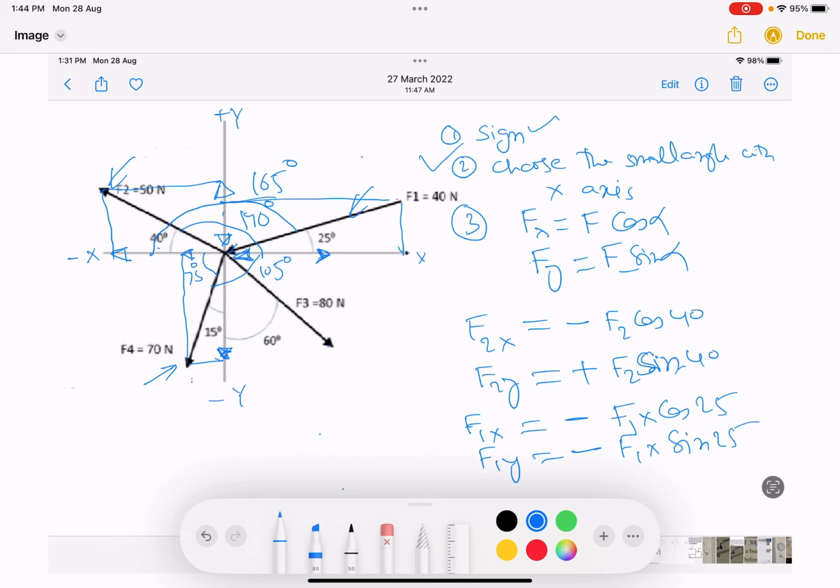So these rules are simple to remember, and if you keep them in mind, then you will not make any mistake with the resolution of forces.